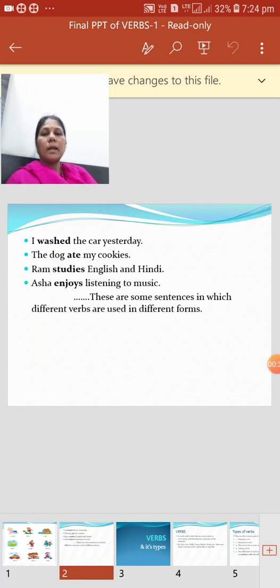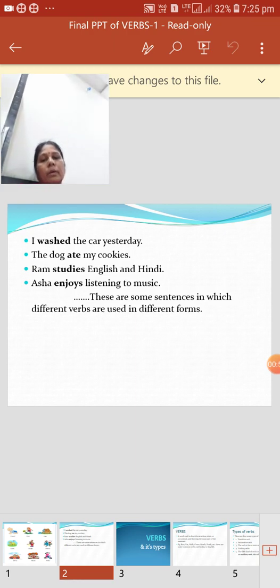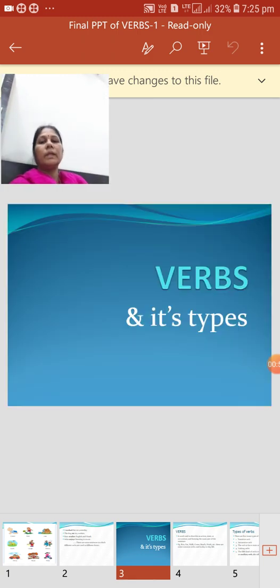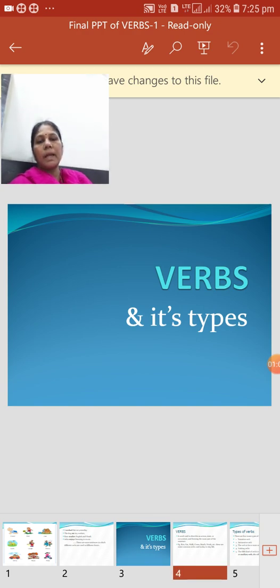I washed the car yesterday. The dog ate my cookies. Ram studies English and Hindi. Asha enjoys listening to music. See the bold words: washed, ate, studies, enjoys. What do these words indicate? These words too indicate the action. So the words which indicate the action are called verbs. Today we are going to see verbs and its types.